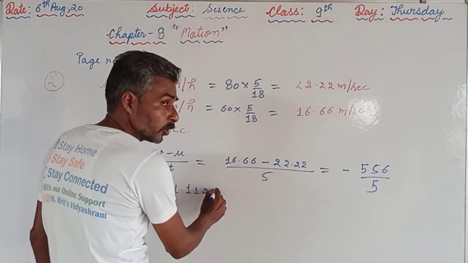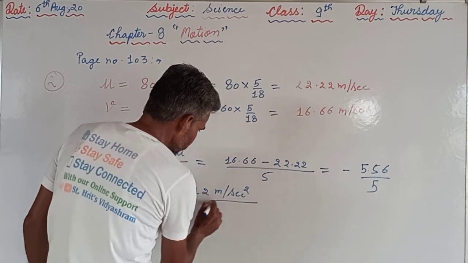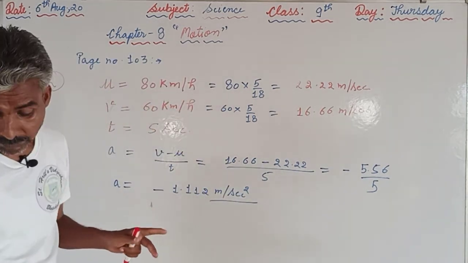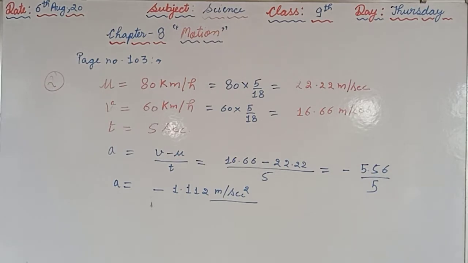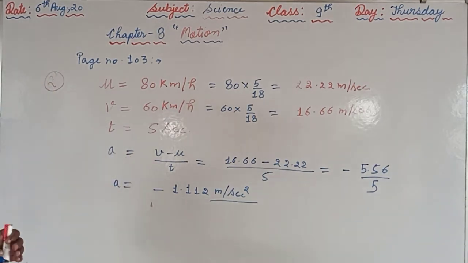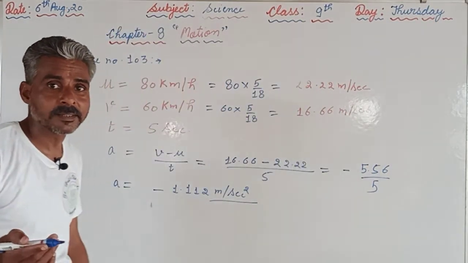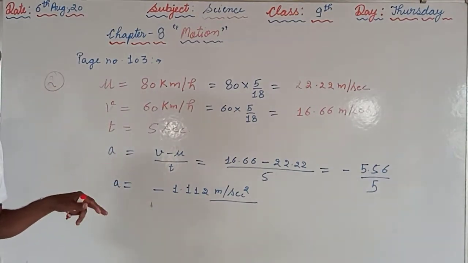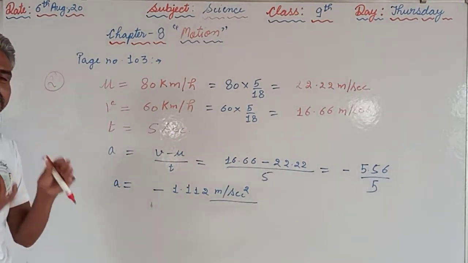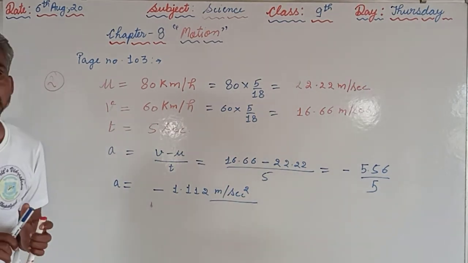The SI units of acceleration are meter per second square. These units are very important. We are supposed to mention the units, otherwise we will not get the full marks. So the value of acceleration is minus 1.112 meter per second square, and if the question would have been to find the retardation, it will not be minus, because negative acceleration is called retardation. So the retardation is 1.112 meter per second square.